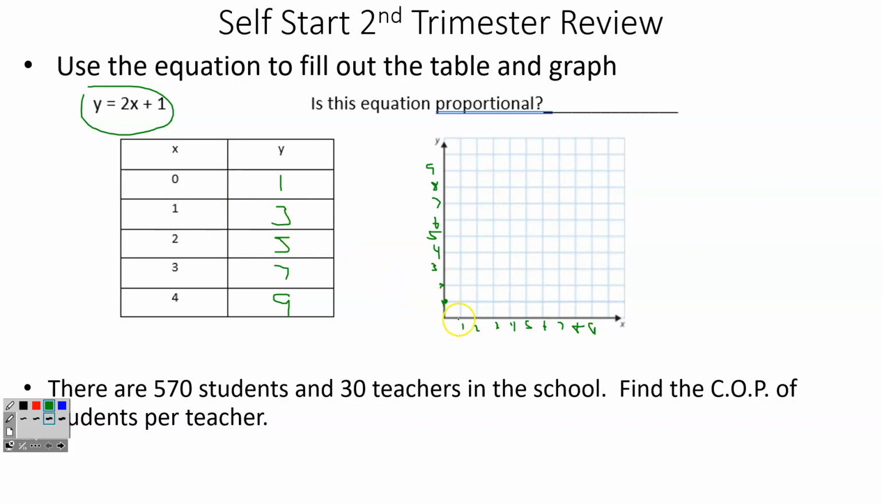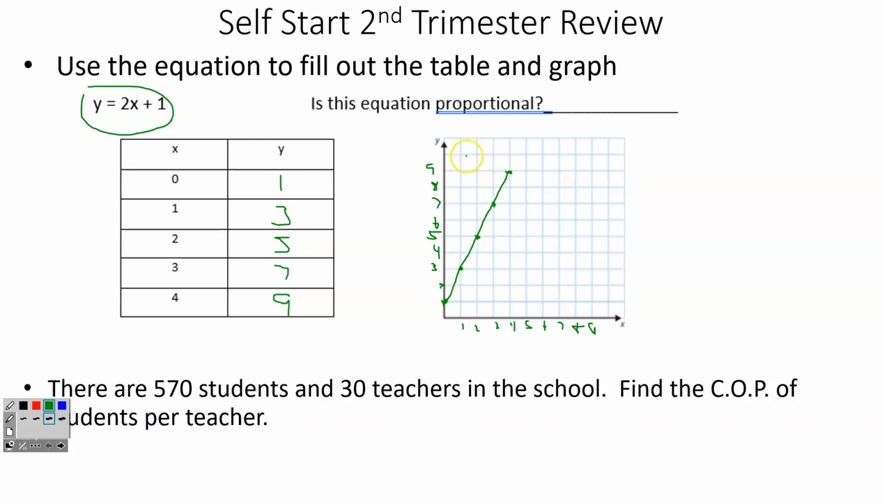Over 1, up 3. Over 2, up 5. Over 3, up 7. And over 4, up 9. So there's my graph, if I can draw it straight.